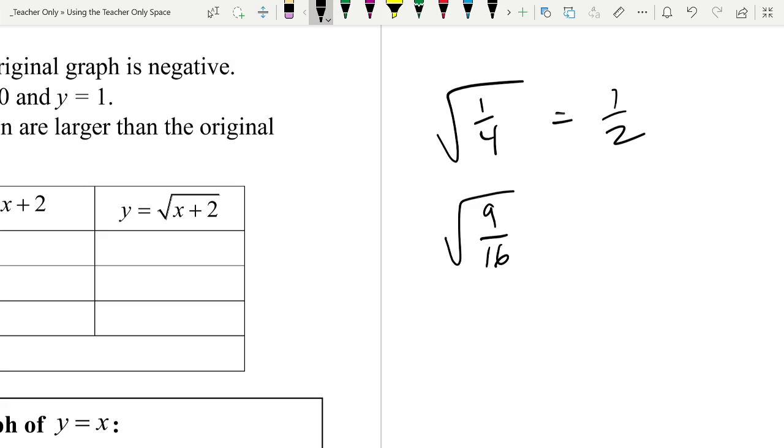Yeah, but it's not in the chat, so it's all good. I'm looking at the chat. It's all good. Thanks. What's the square root of 9/16?